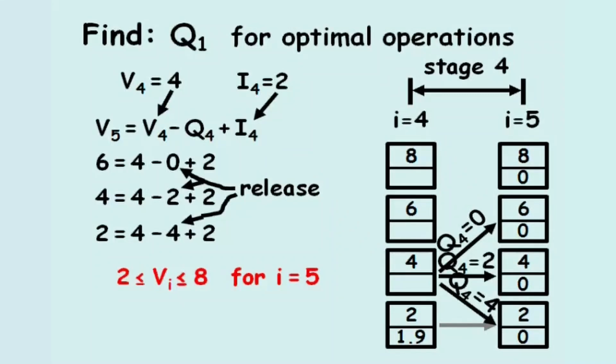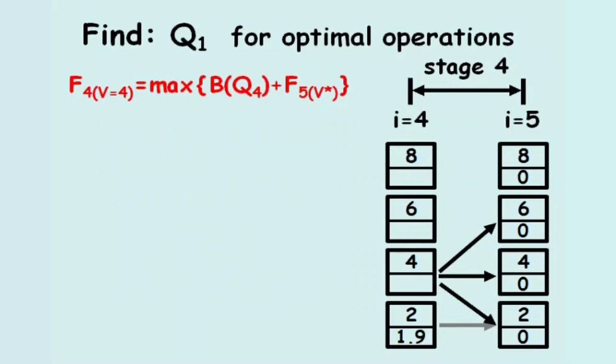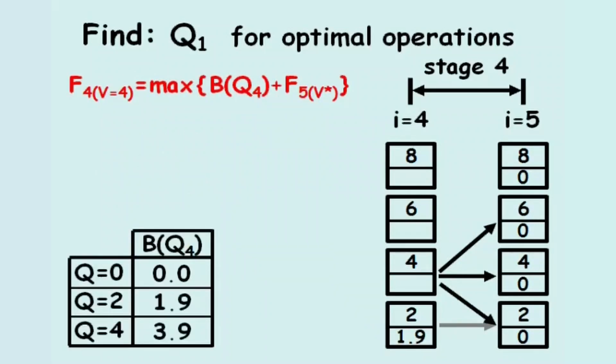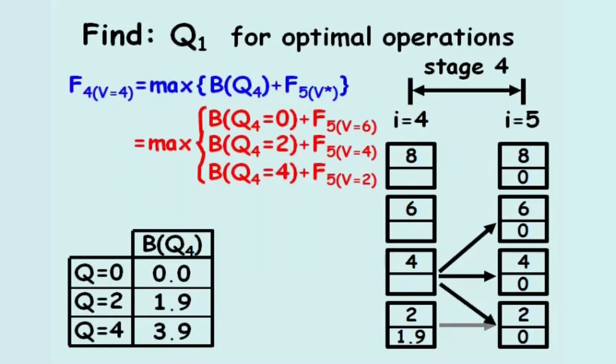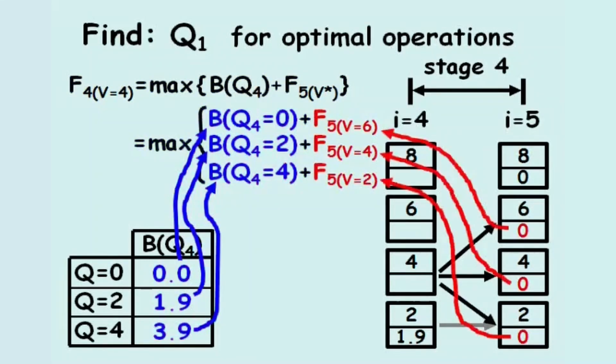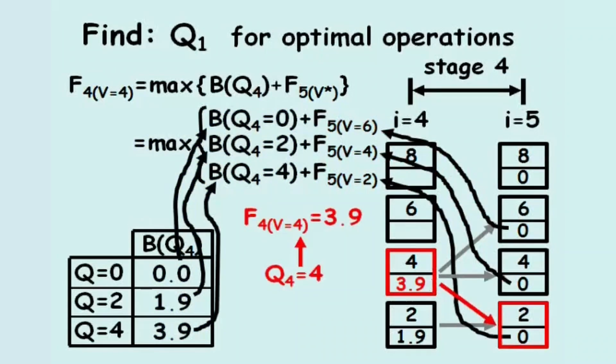We'll find the optimal release by finding the maximum benefits when the volume equals 4 units at the beginning of stage 4. After writing out the equation and substituting in the benefits from stage 4 as well as the future benefits, the maximum benefit equals 3.9 when 4 units of water are released.